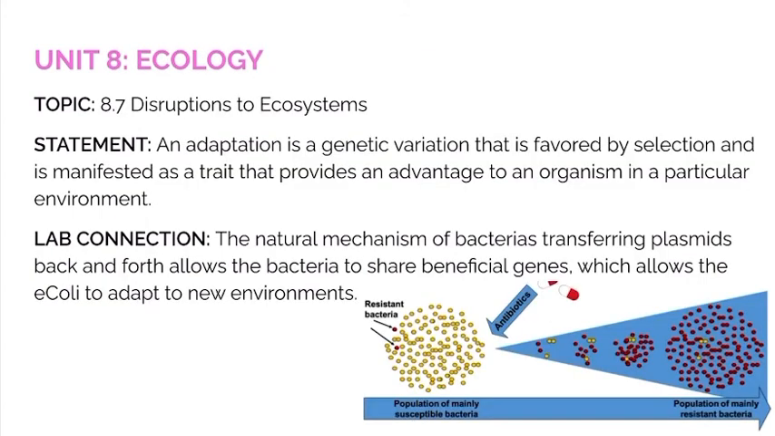And lastly, Unit 8, Ecology, topic 8.7, which was disruptions to ecosystems, also kind of covers antibiotic resistance. In topic 8.7, it discusses how an adaptation is a genetic variation that is favored by selection and manifested as a trait that provides an advantage to the organism.